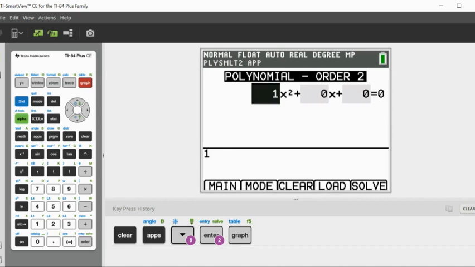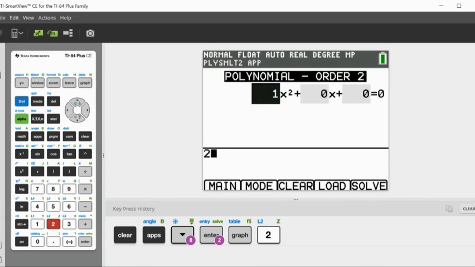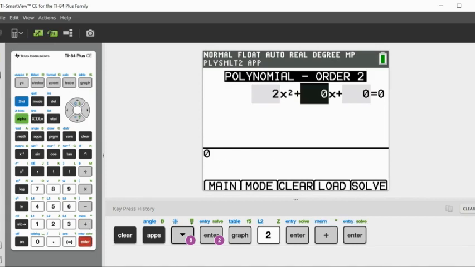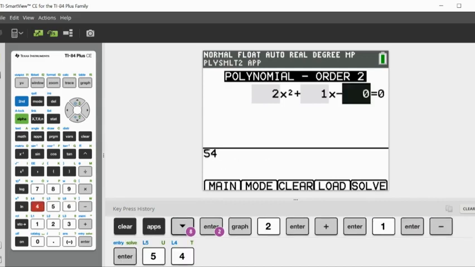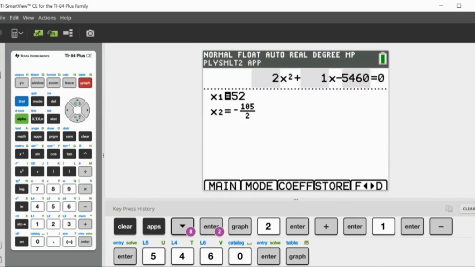We just need to make sure we enter the coefficients and the positives and negatives. So our a value is 2. And then you can hit enter. It's going to ask you, is the next term positive or negative? Our term is positive, and it has a coefficient of 1. But then our last term is minus 5,460, so we're going to hit minus, and then 5,460, and hit enter. And then your solve key lines up right above the graph key, so hit the graph key to solve.